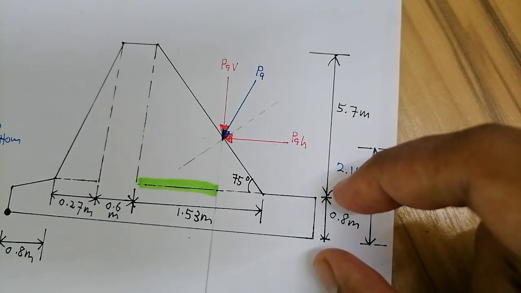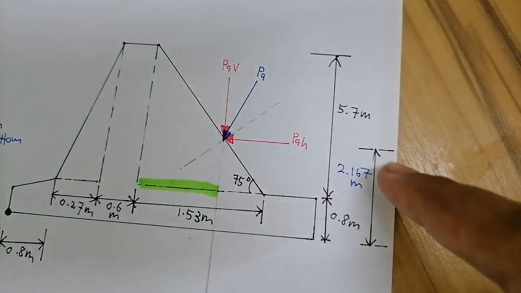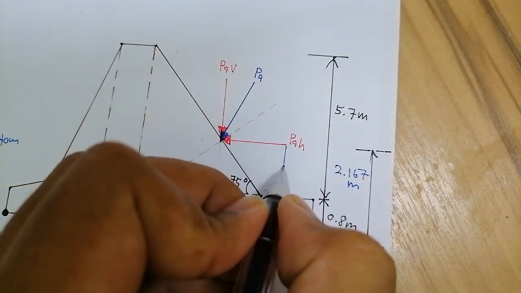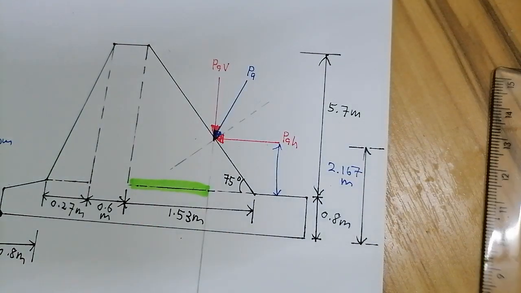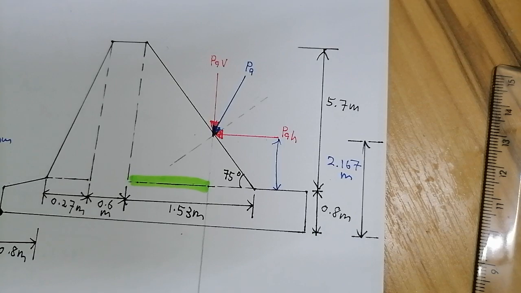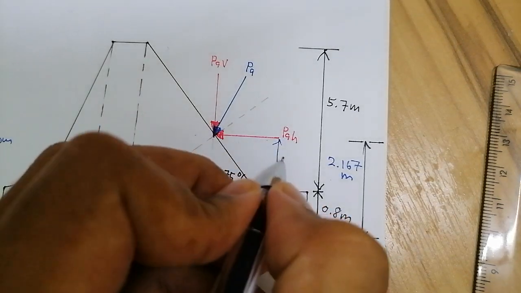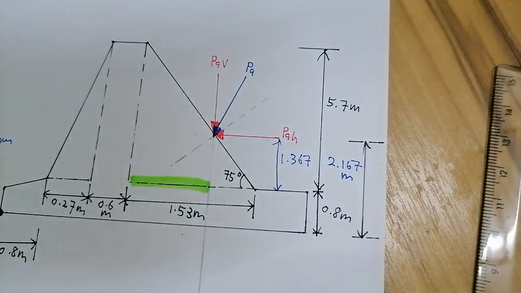And we know that this is 0.8. So therefore, what is this height over here? So now I want to know this height. So it's simple. It's basically 2.167 minus 0.8. So this is 1.367 meter, sorry. All right.